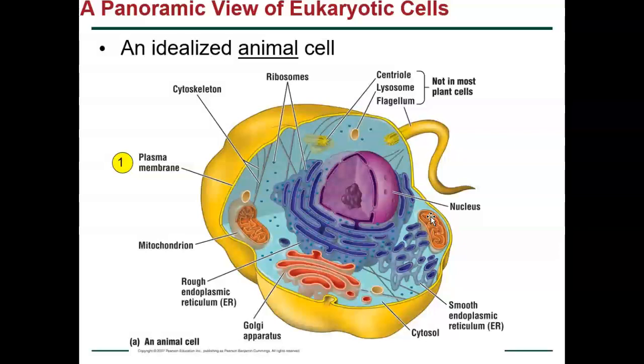Our next question in the study guide says, what structures are found in animal cells but not plant cells? And then what structures are found in plant cells but not in animal cells? So up in this corner, this is an animal cell, and up in this corner, we see the items that are only found in animal cells and not in plant cells. So that includes the centriole, the lysosome, and the flagellum. Now, just so you can finish this question, I'm going to flip to the next page.